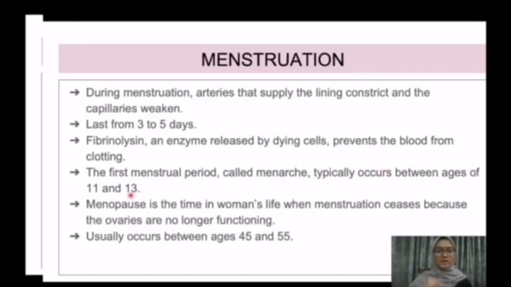And also, as a woman ages, she will eventually experience menopause. Menopause is the time in a woman's life when menstruation ceases because the ovaries are no longer functioning. It usually occurs between ages 45 and 55.